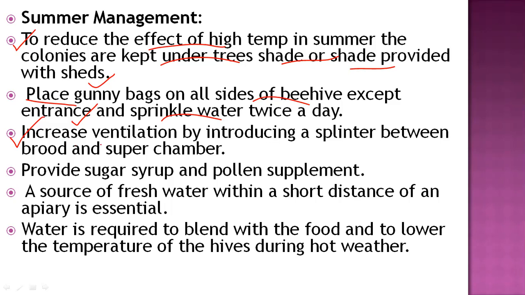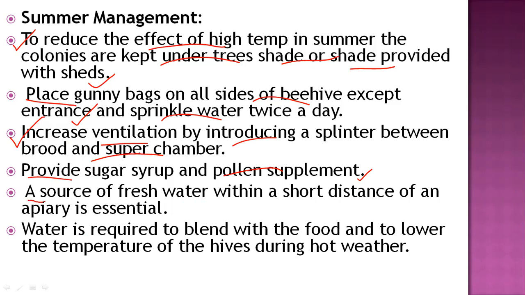Increase ventilation for proper aeration, and introduce a splinter between the brood and super chamber to give a proper cooling environment inside these two chambers. In case you have sugar syrup or pollen supplement, give it to them, in addition to the honey they get, and make provision for this purpose.